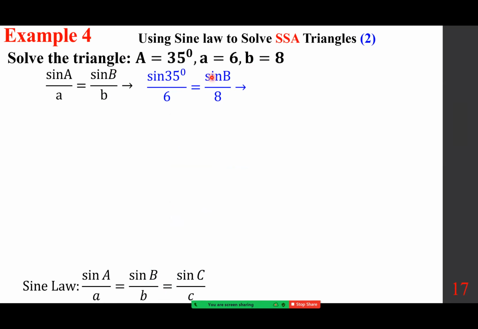So obviously, 6 times sine B is 8 times sine 35. So sine B is 8 times sine 35 divided by 6. Again, by now, we can handle this. And using a calculator, we'll resolve this. We have to use a calculator at this point. It gives us 0.7648.